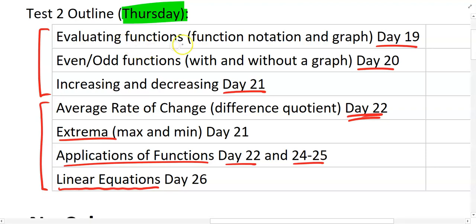So make a note of it that this is what's going to show up on the test as of right now, and pay close attention to each day. You can refer back to your notes and decide if you need to spend more time practicing those or not.